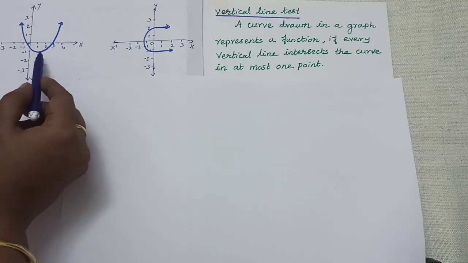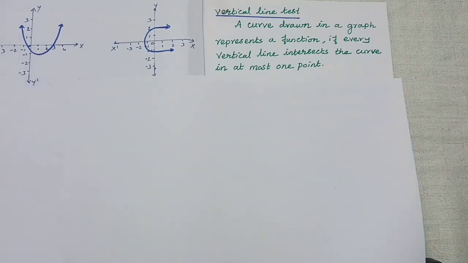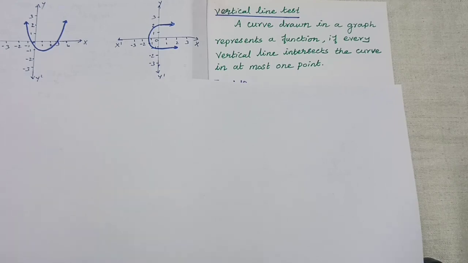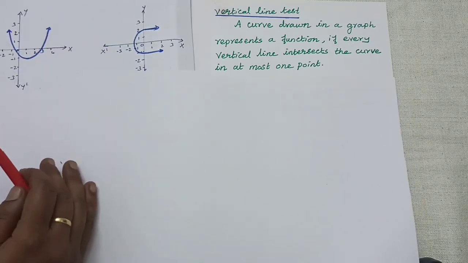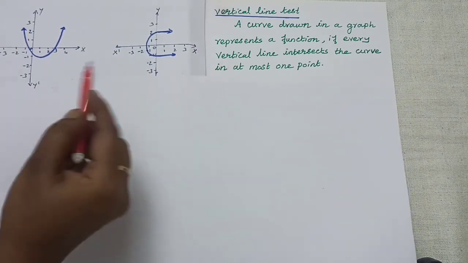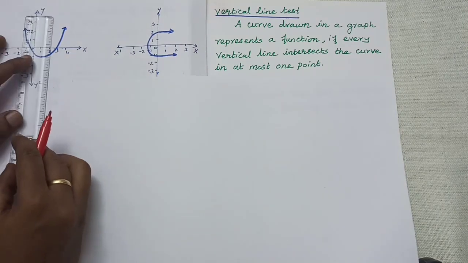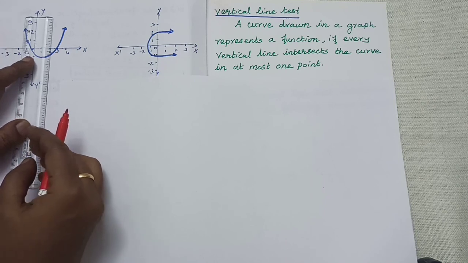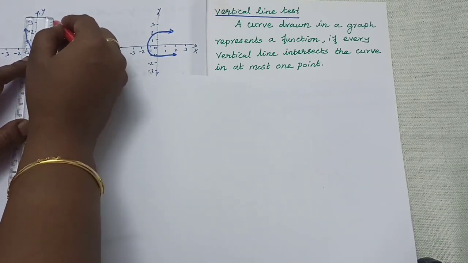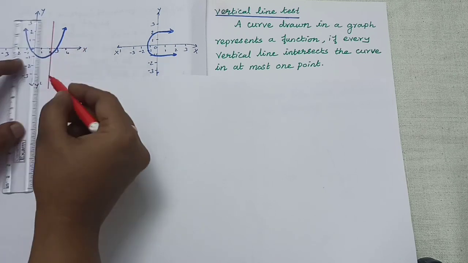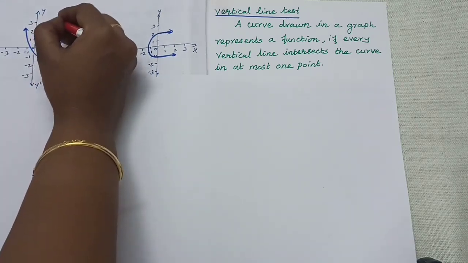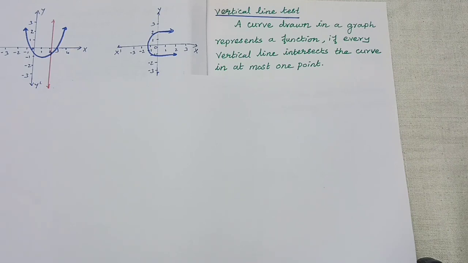This is one of the graphs. For example, a curve drawn in a graph. This is the curve, drawn in a graph. A graph represents a function if every vertical line... Now I am going to draw one vertical line. We have to check whether this is a function or not a function. Vertical line means this one vertical line. This vertical line intersects the curve.